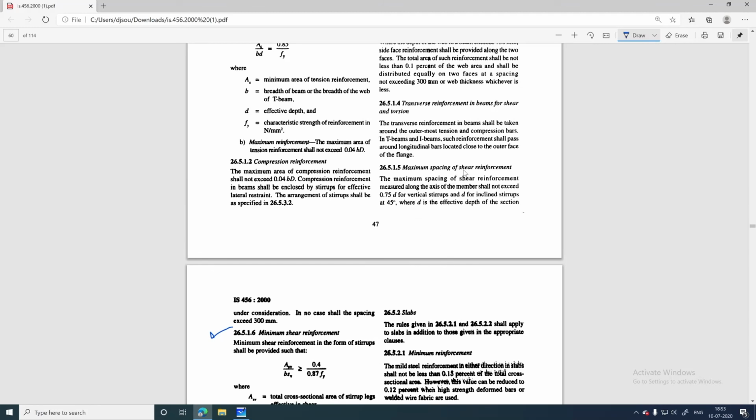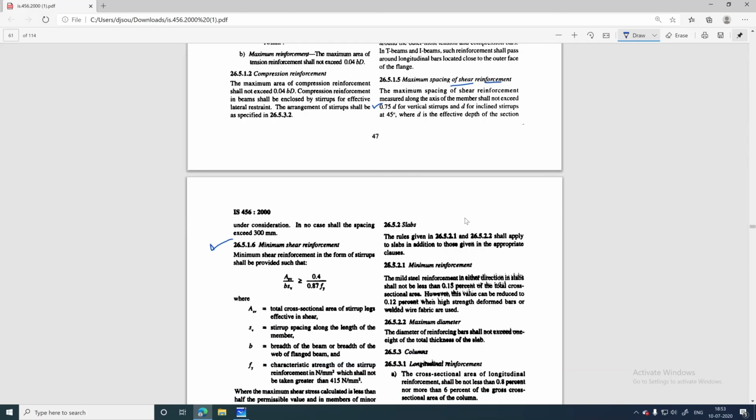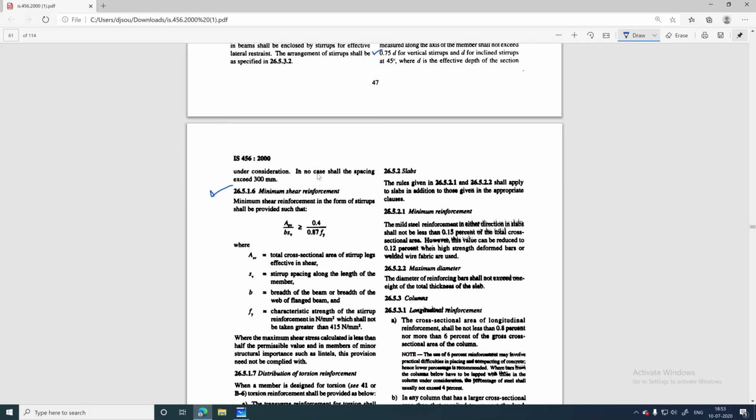Yes, so the maximum spacing for the shear reinforcement is given. It shall not exceed 0.75 d for vertical stirrups, and d for inclined stirrups at 45 degrees, where d is the effective depth of the section under consideration. In no case shall the spacing exceed 300 mm. Okay, so what does it mean?